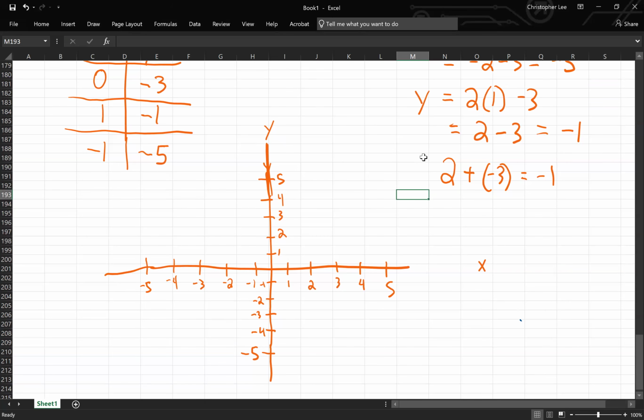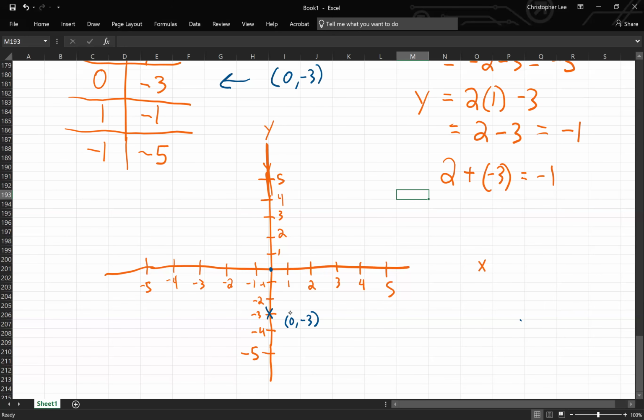First point is 0, -3, right? That's the point (0, -3). Where is that? Somebody walk me through how to plot that. Start at 0. Okay, so I'm in the center at 0, and I go down 3, right? So 1, 2, 3. So right here. This is that point (0, -3).